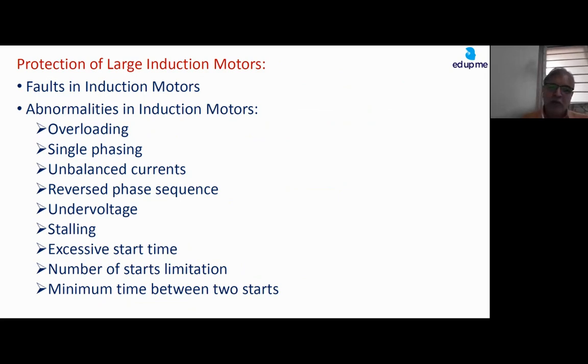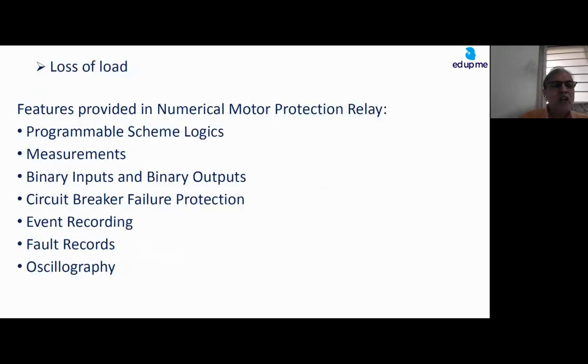That means if you have started 4 times, the 5th time, the relay will not allow you to start even if you push the button. Minimum time between 2 starts. Once you have started, you cannot start again within 3 minutes. If 5 minutes are required to be allowed, you have to allow those 5 minutes. So all modern numerical relays have facilities against all these abnormalities. Loss of load. That means the motor loses load.